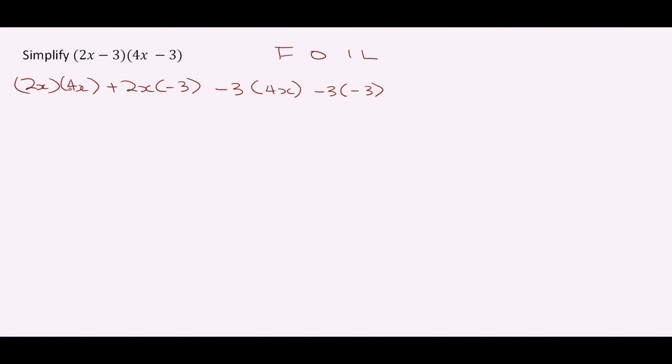2x multiplied by 4x will give us 8x squared. 2x multiplied by minus 3 is minus 6x. Minus 3 multiplied by 4x is minus 12x. Minus 3 multiplied by minus 3 is plus 9. So we have 8x squared minus 18x plus 9.